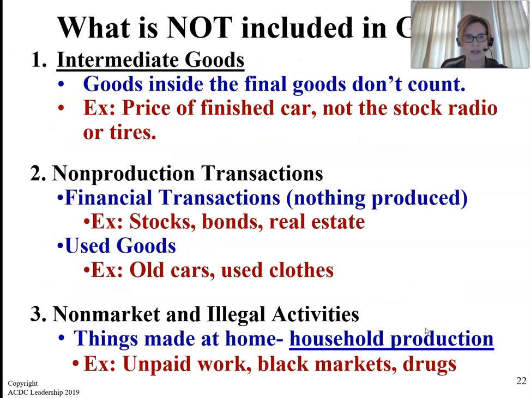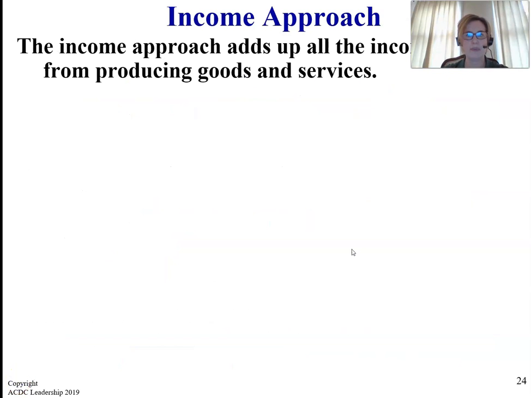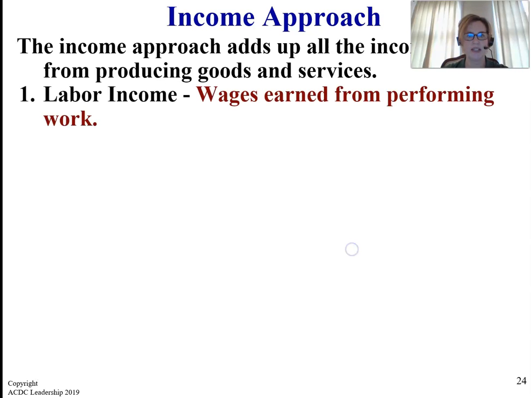What is not included in GDP? Intermediate goods, so the goods inside the final goods do not count. Non-production transactions. Financial transactions, there's nothing produced. So stocks and bonds, for example, are not included. Used goods are not included. And then non-market and illegal activities. So household production, or something that you do at home for your parents, is unpaid work, as well as black market activity like drugs.